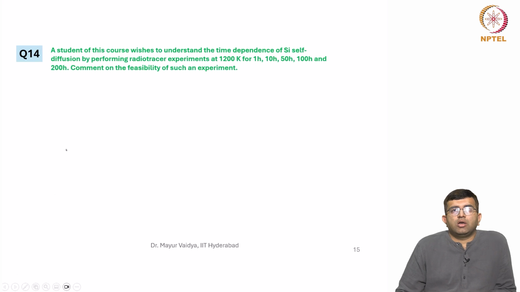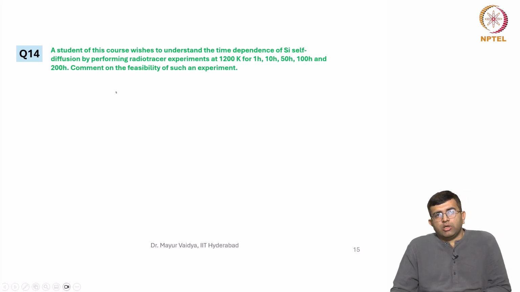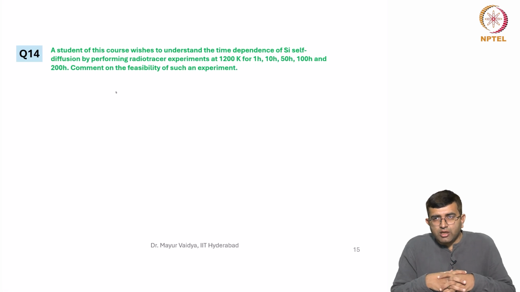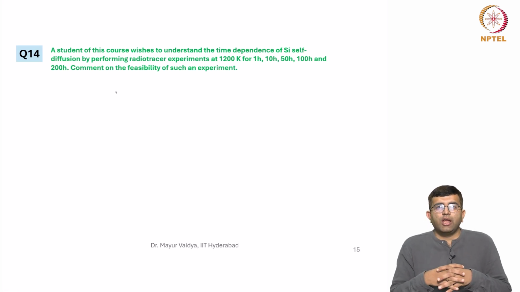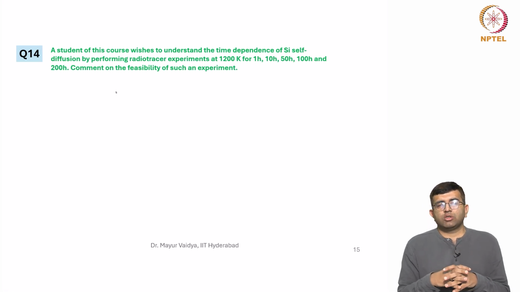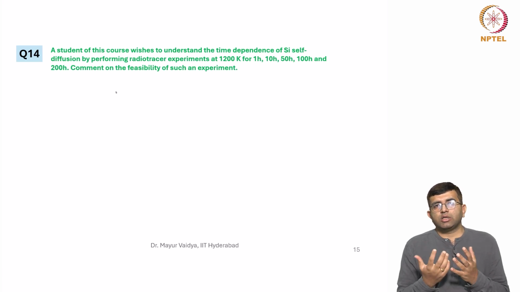Question number 14. A student of this course wishes to understand the time dependence of silicon diffusion by performing radio tracer experiments at 1200 Kelvin for 1 hour, 10 hour, 50 hour, 100 hour and 200 hour. Comment on the feasibility of such an experiment. So, here for this there are two things. First of all, the time dependence of diffusion in well annealed metals is not that significant. Diffusion is time independent. In fact, it depends only on the temperature.